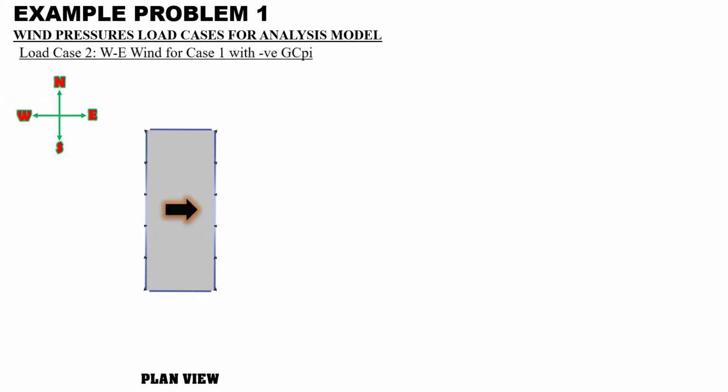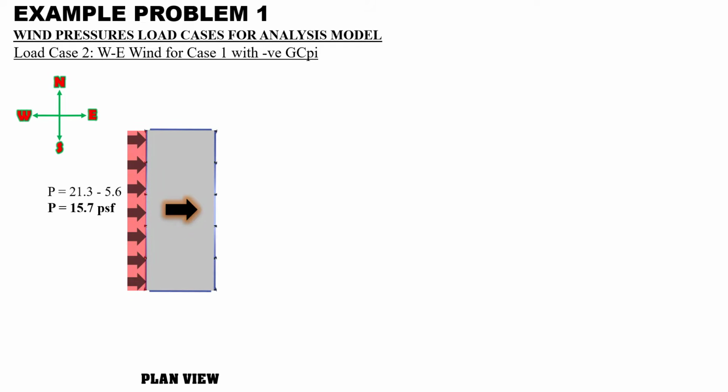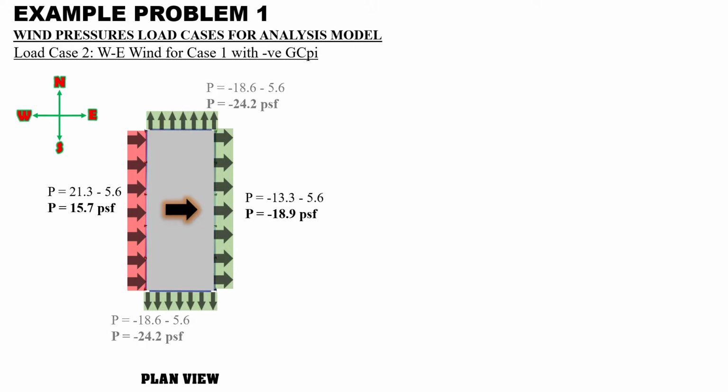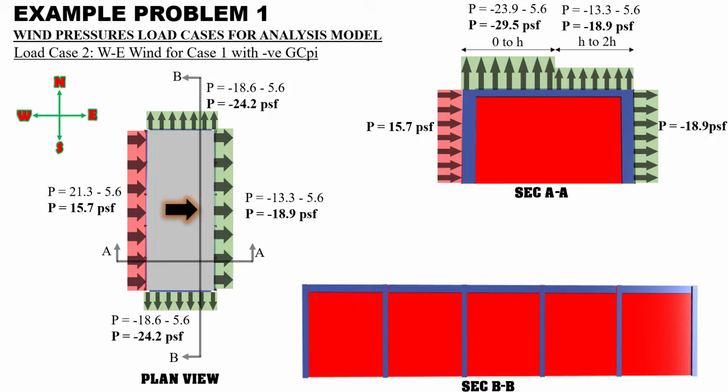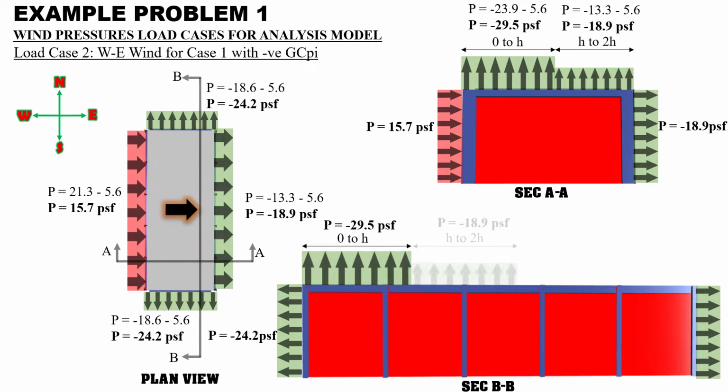For load case 2, wind is blowing in the same direction as case 1, but with the negative GCPI now. Here is the windward pressure, here is the leeward pressure, and here are the side wall pressures. Note that this time internal wind pressure is taken as negative in all these pressures, so calculate accordingly. And see the section view. These are the pressures, and in section BB, these are the pressures.